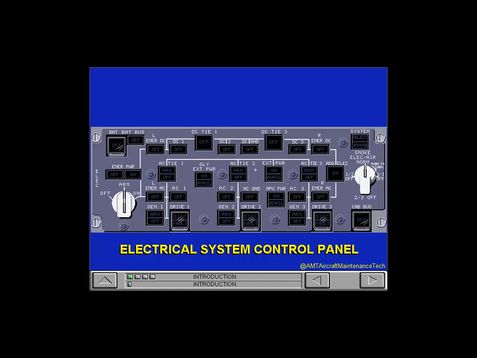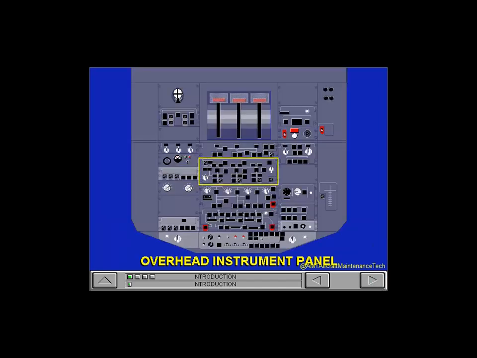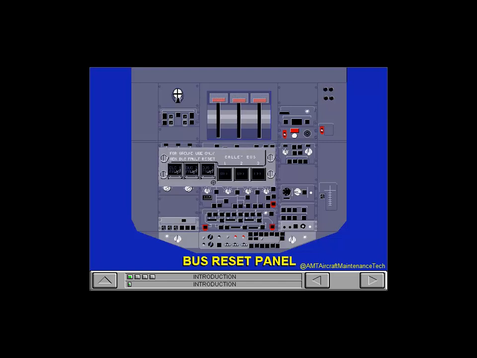The Electrical System Control Panel, or ESCP, controls the MD-11 electrical system and is on the overhead instrument panel in the flight deck. The electrical system also includes the bus reset panel, which is adjacent to the ESCP.